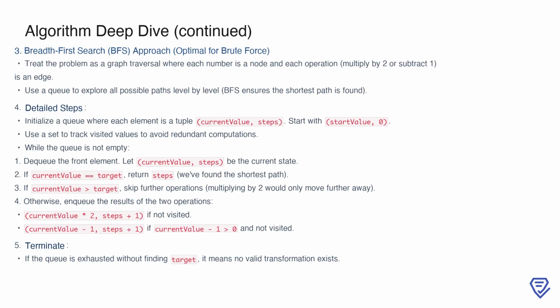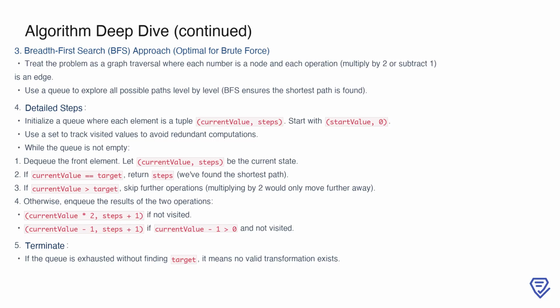Here's how it works. We initialize a queue to store the current state, represented as a tuple of the current value and the number of steps taken so far. We begin with the start value and 0 steps. To avoid redundant computations, we also use a set to track visited values. Then, while the queue is not empty, we process each state.